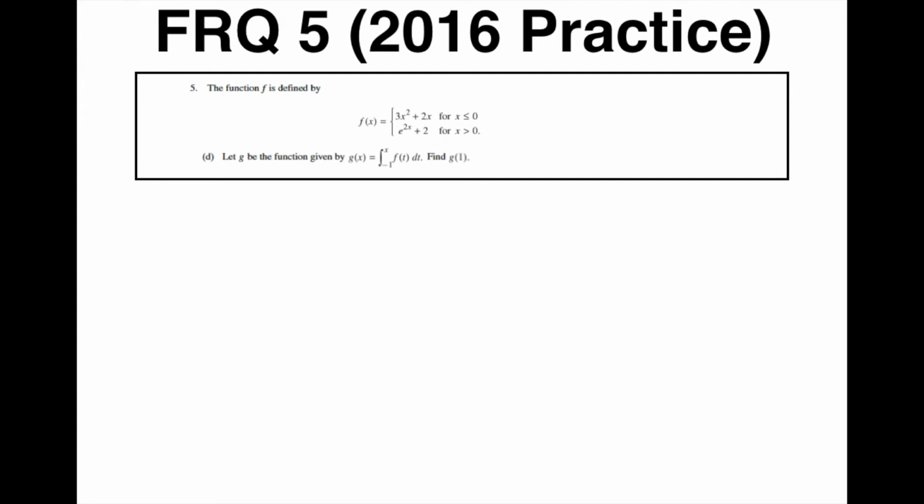Finally, last question. Let g be the function given by g of x equals the integral from -1 to x of f of t dt. Find g of 1. Once again, if we plug in x equals 1, because that's the question, what is g of 1, we see that we're going to go over the point x equals 0, and that's where many things are difficult.